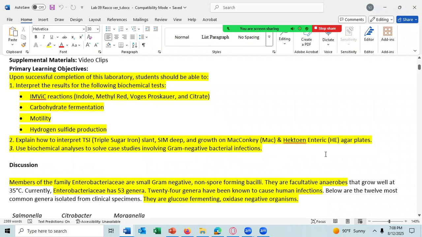All right, and then 3, use biochemical analysis to solve case studies involving gram-negative bacterial infections. You will have case studies on the final, so you need to know how to do that. And this will be a very good practice for doing the case studies.